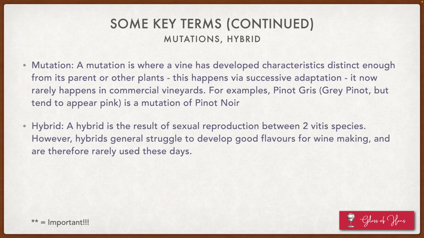Finally, you've got hybrid. A hybrid is a result of sexual reproduction between two Vitis species. So species is the key word here. A hybrid, for example, is not between Cabernet Franc and Cabernet Sauvignon. It's two different species. For example, the American Vitis labrusca hybridizes with a European Vitis vinifera grape.